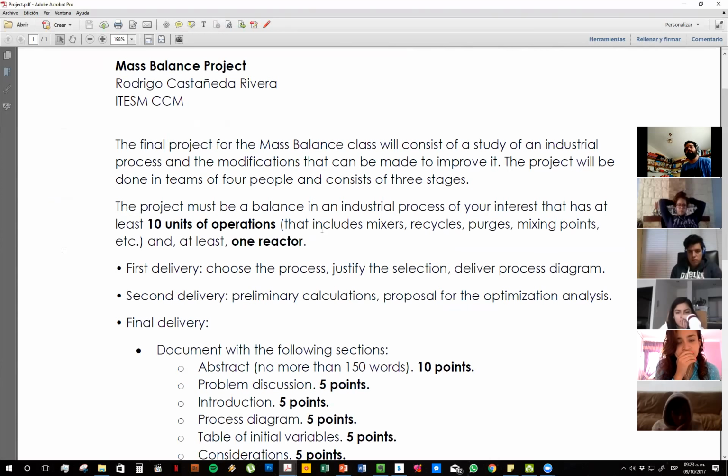So the first stage or first delivery, what you have to send before Thursday, is to choose the process, any process that you want, but that is interesting to you, okay? Justify the selection of that particular process. We choose this process because we are IPTs and we think that it's going to be good for our career because we're going to learn about this particular process, right? Or anything else. And you need to deliver the process diagrams that show me that you pay attention to the 10 operation units and the 1 reactor, right?